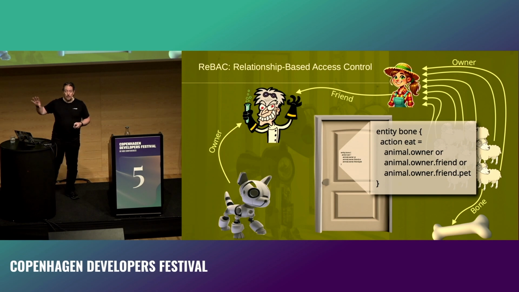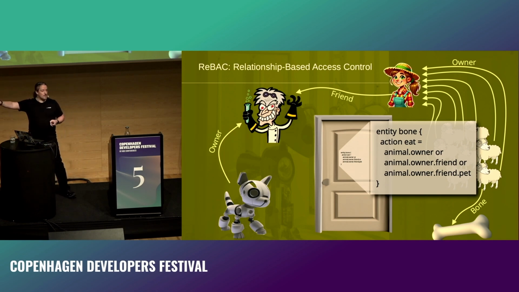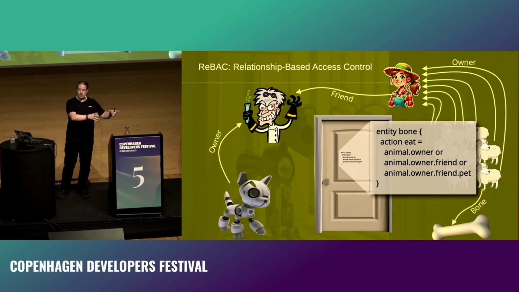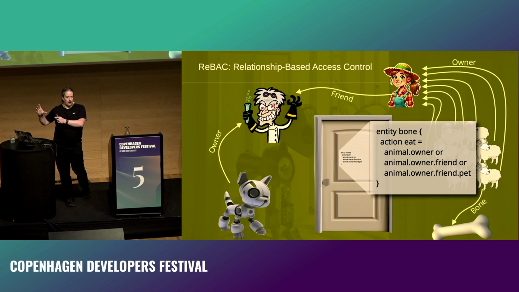You're actually defining it on the bone, because the bone is the thing that's going to have the action taken upon it. When you're looking at roles and attribute-based, you're assigning attributes and roles to the resource that's the entity that's making the request. In this case, you're defining actions that can be taken on an entity based on relationship to other entities. So in this case, the bone can be eaten by the animal's owner. Note that I'm not allowing the animal to eat its own bone. It's probably wise. So the animal's owner, the farmer, can eat the bone.